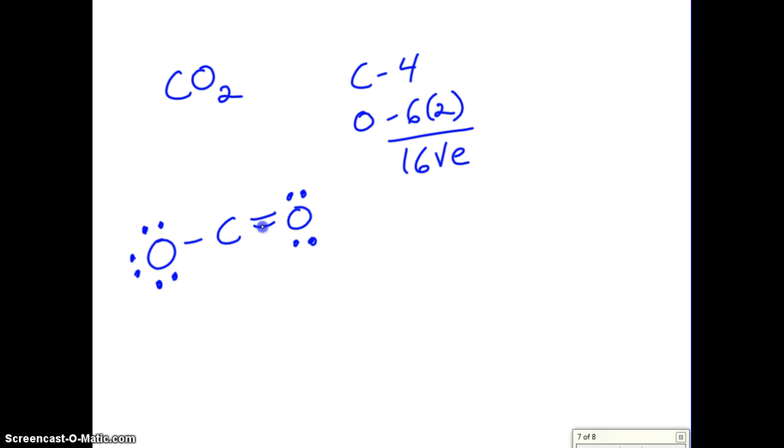Now that gives me 6 around carbon, 8 around this oxygen still. So I'm going to come to this oxygen, steal 2 more, and put them on this side. So now that gives me 8 around this oxygen, 8 around carbon, and 8 around this oxygen. So now I'm showing my 16 valence electrons, and everybody is sharing 8 valence electrons equally, so everybody is satisfied.